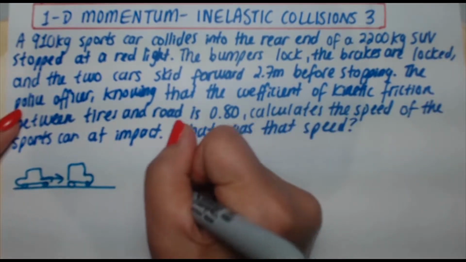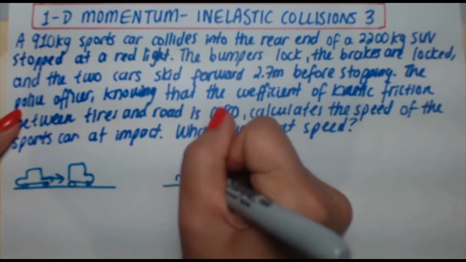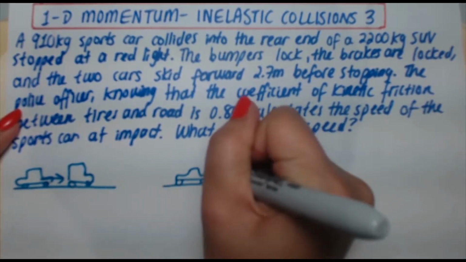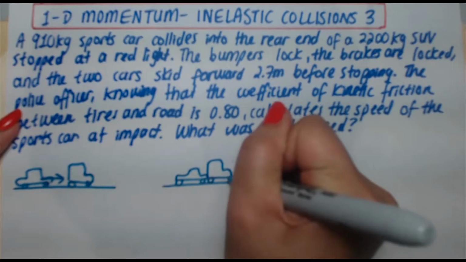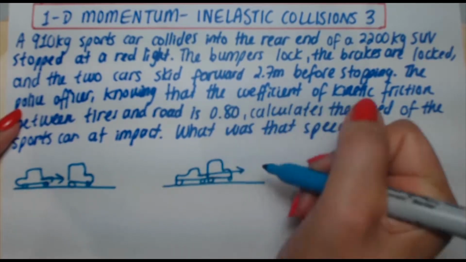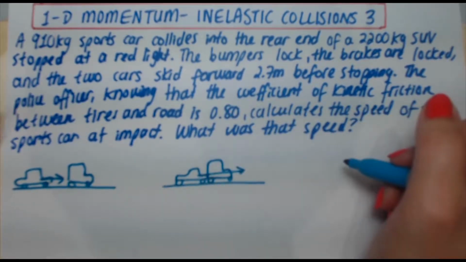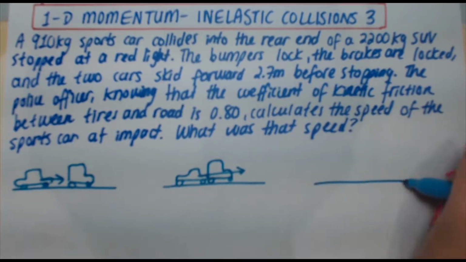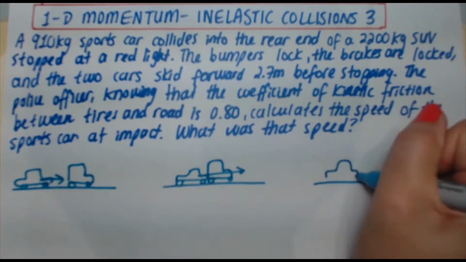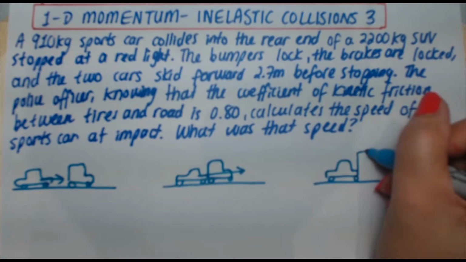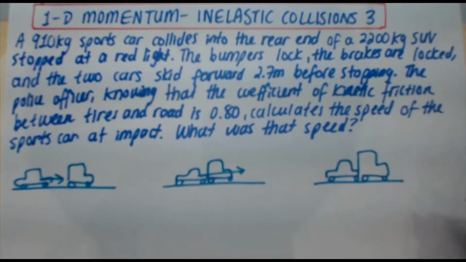In the second instance, you've got the two colliding, so these two are touching each other. And then once they hit each other, they start moving forward. Well, rather, they start skidding forward until they come to a stop. So we've actually got three parts to this problem, and we're going to be using all three parts to solve it. Okay, so let's start identifying what we're given in the problem.